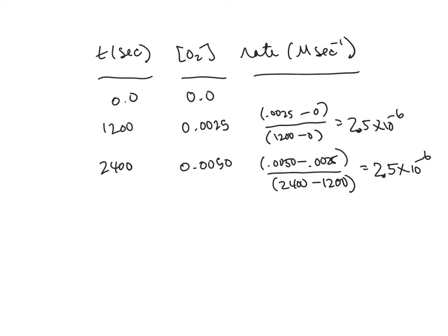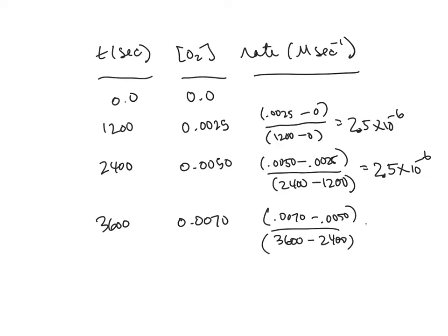Keep going. Now you have a total of 3600 seconds after the next 1200 second interval. You have 0.0070. So to calculate the rate here, it's going to be 0.0070 minus 0.0050 divided by 3600 minus 2400, and that is equal to 1.7 times 10 to the minus 6. That's a 1 right there.